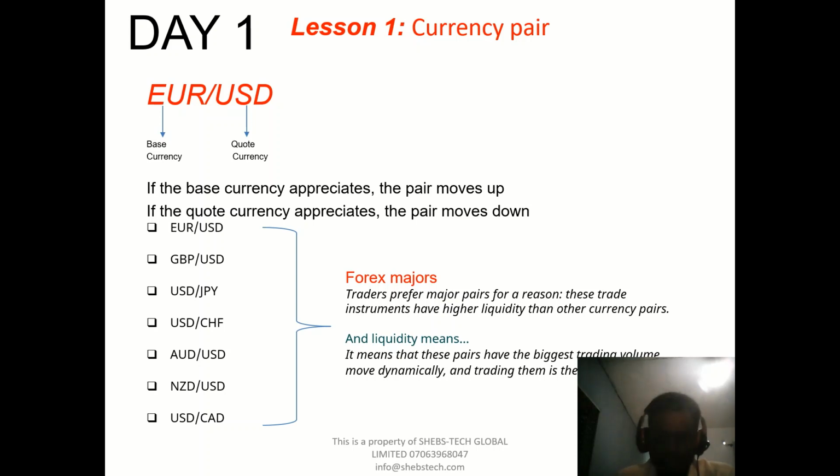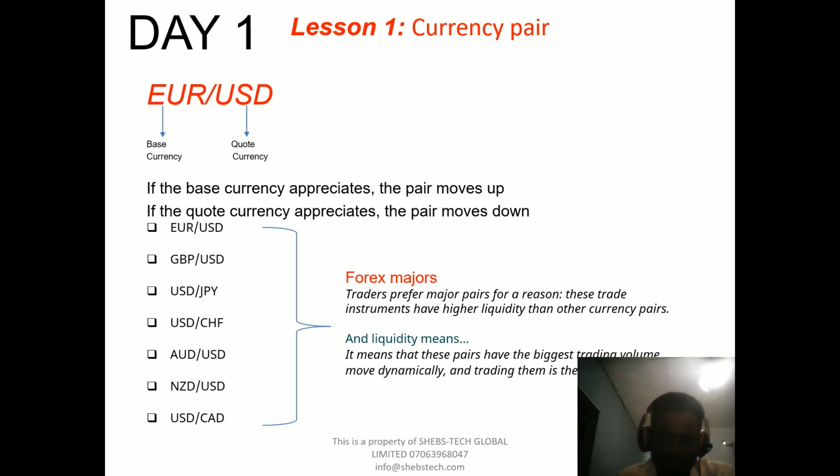Now, let's take a look at currency pairs. We use this pair as an example: the euro versus the US dollar, EUR/USD. This is a currency pair. The first currency here, the euro, is the base currency. The other one is called the quote currency.